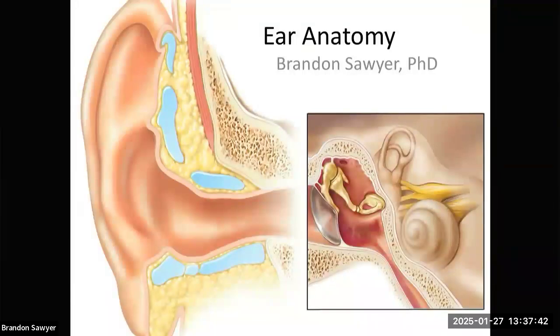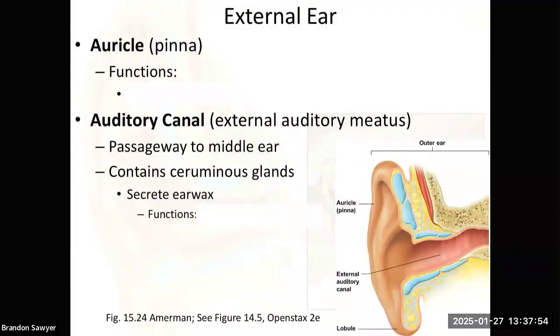Right. Okay. So today is mostly the anatomy of the ear. So we'll look at all the different little structures in the ear. And then Wednesday's class, we'll talk more about what they actually do, the physiology there. So yeah, we'll start with the external ear.